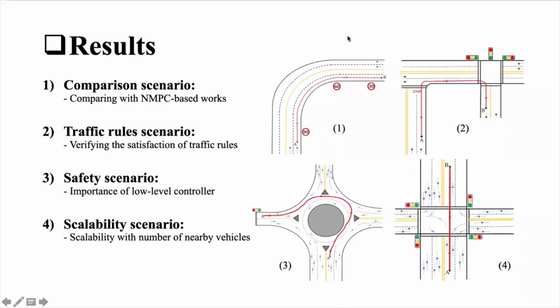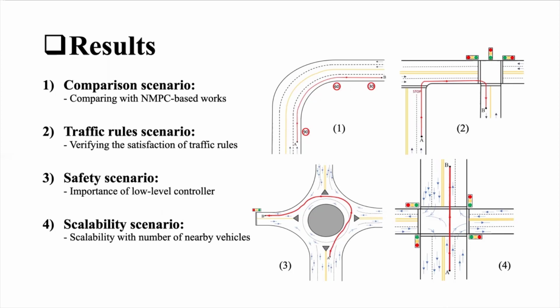Now, to validate the effectiveness of our algorithm, we have designed 4 urban driving case studies in a simulator named Carla, where each scenario mostly focuses on a specific feature of our algorithm. In all the scenarios, the reference path is given by the red solid line. In the first case study, named comparison, we desire to compare the performance of our algorithm with some existing works based on nonlinear MPC.